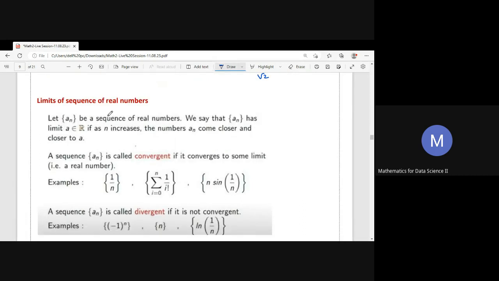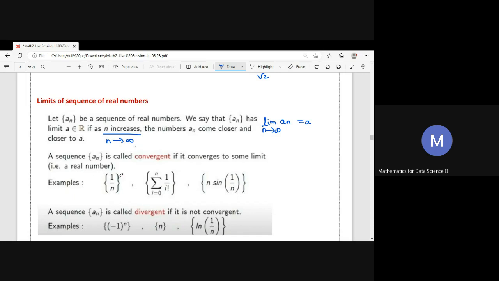Let a_n be a sequence of real numbers. We say that a_n has a limit a in R if, as n increases, in the sense that we make n go to infinity, the numbers a_n come closer and closer to a. In notation we write limit n goes to infinity a_n is equal to a. A sequence is said to be convergent if it converges to some limit.